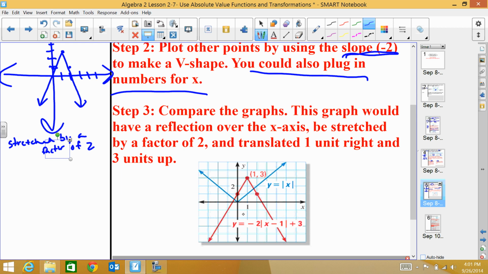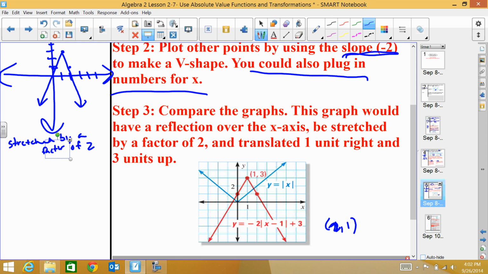So if I was to plug in 2 for x, then I would have 2 minus 1, which would be 1, and the absolute value of 1 is 1. And then I would have negative 2 times 1, which would be negative 2, plus 3 would be 1. So if I plugged in 2, I would get 1. So I would graph the point 2, 1.